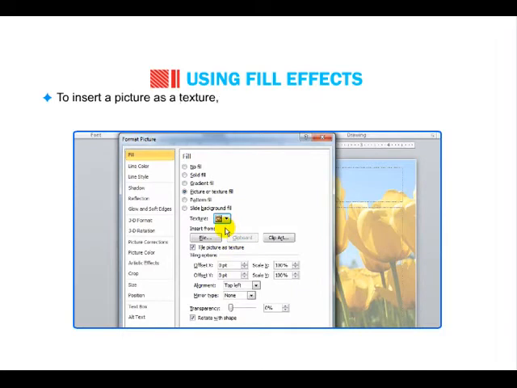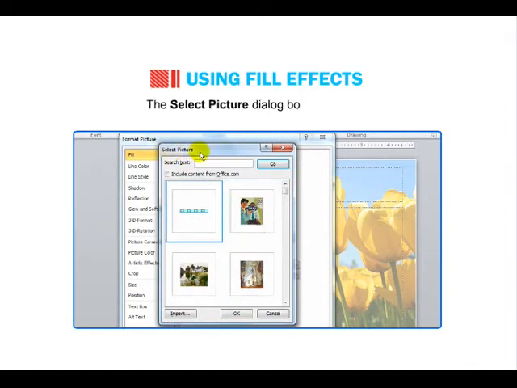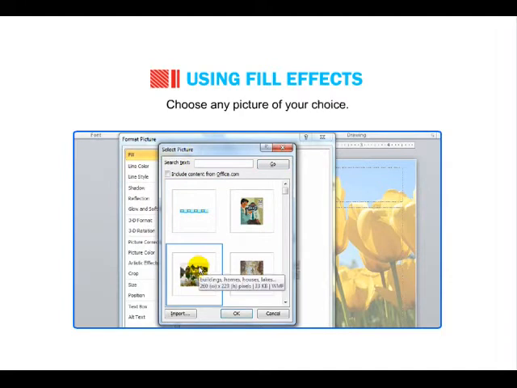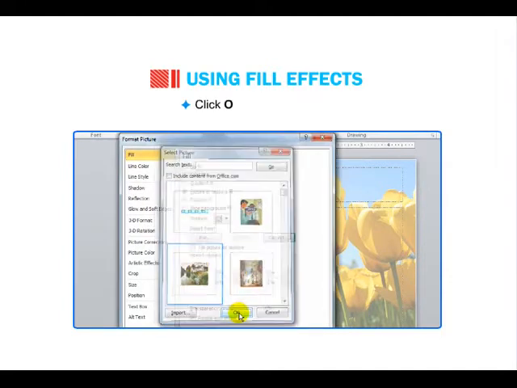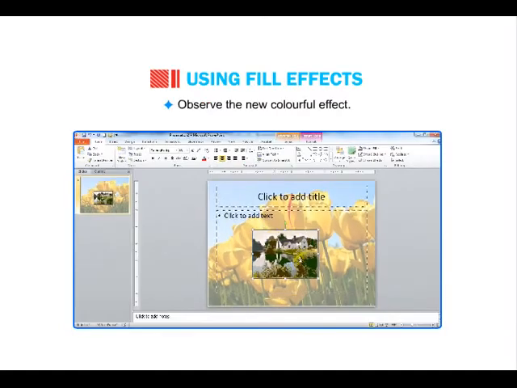To insert a picture as a texture, click the Clip Art button on the Format Picture dialog box. The Select Picture dialog box will appear. Choose any picture of your choice. Click OK and then close. Observe the new colorful effect.